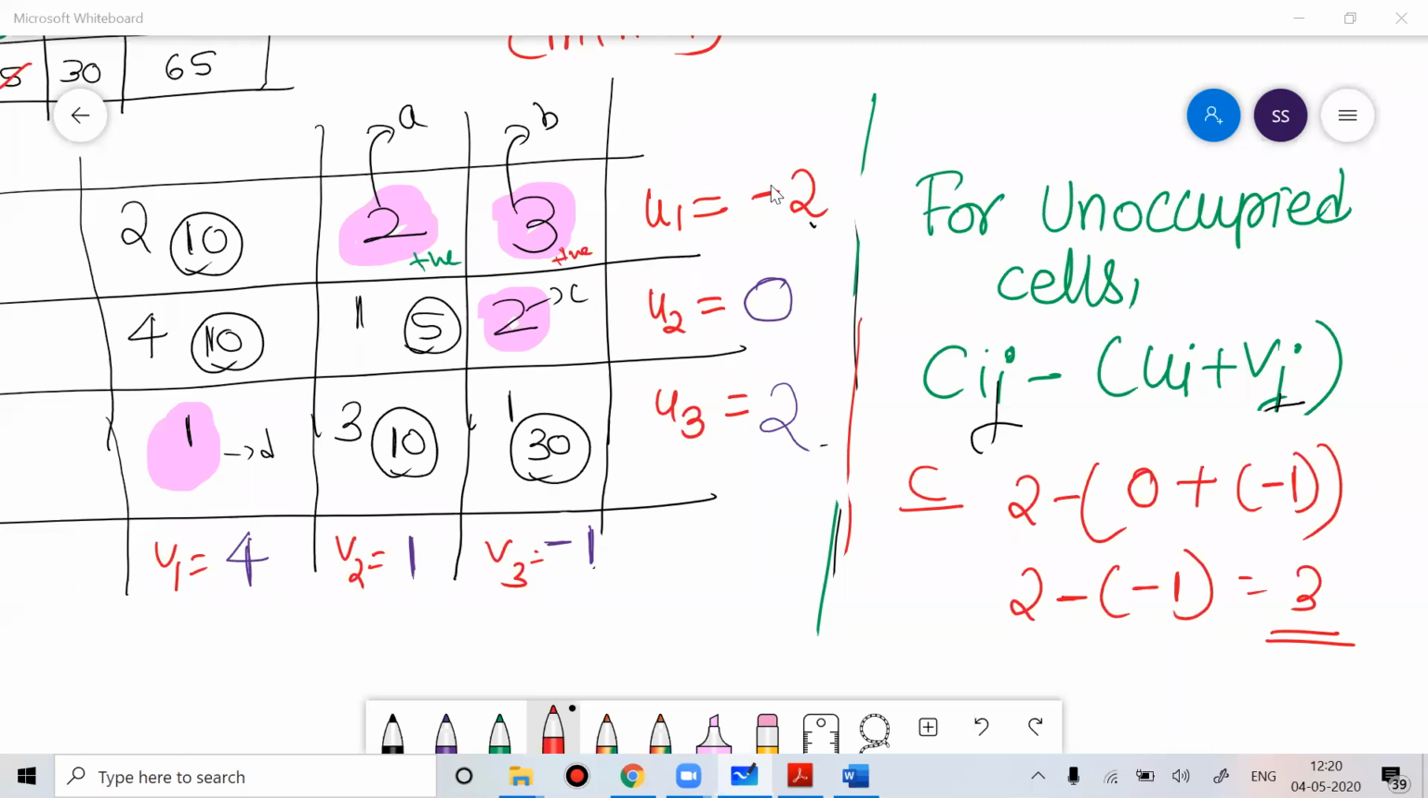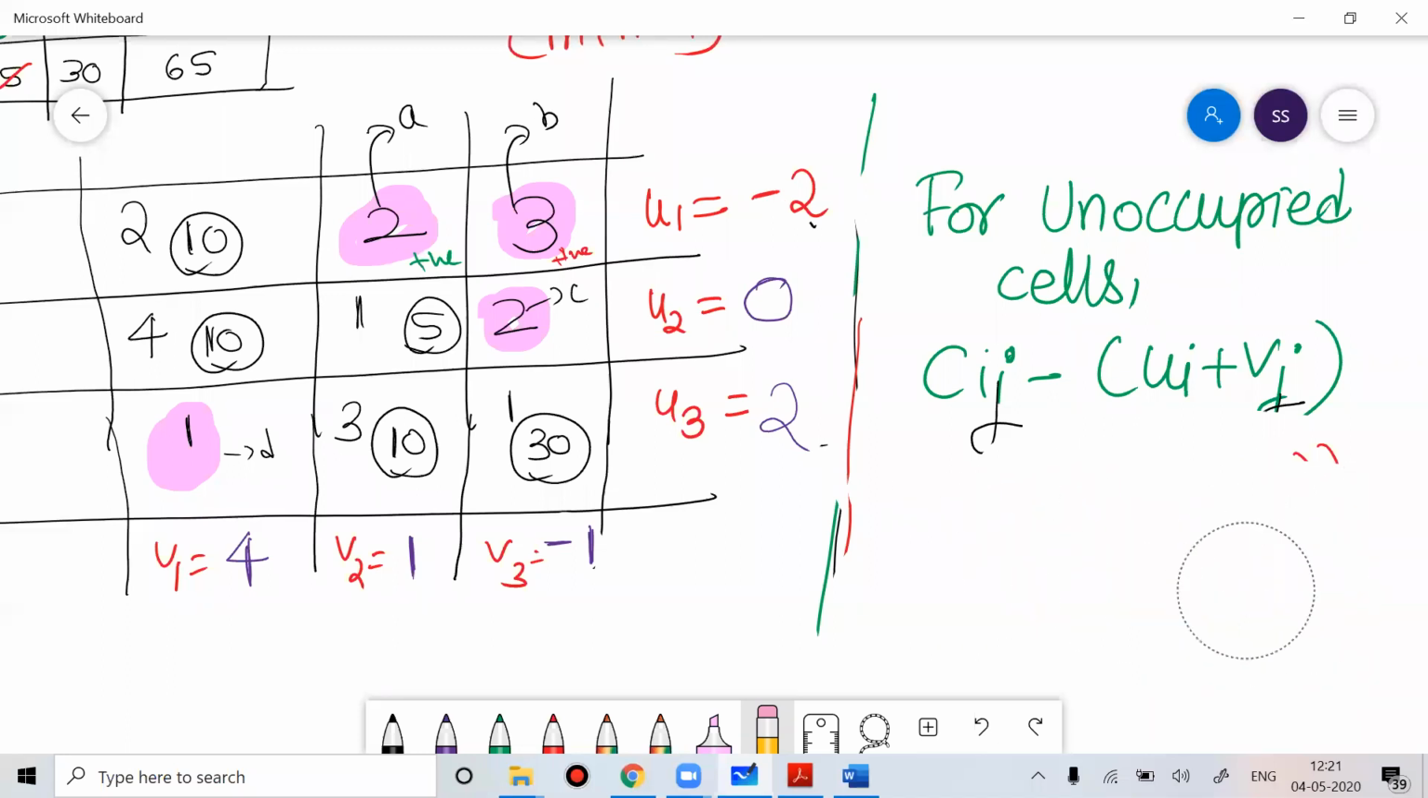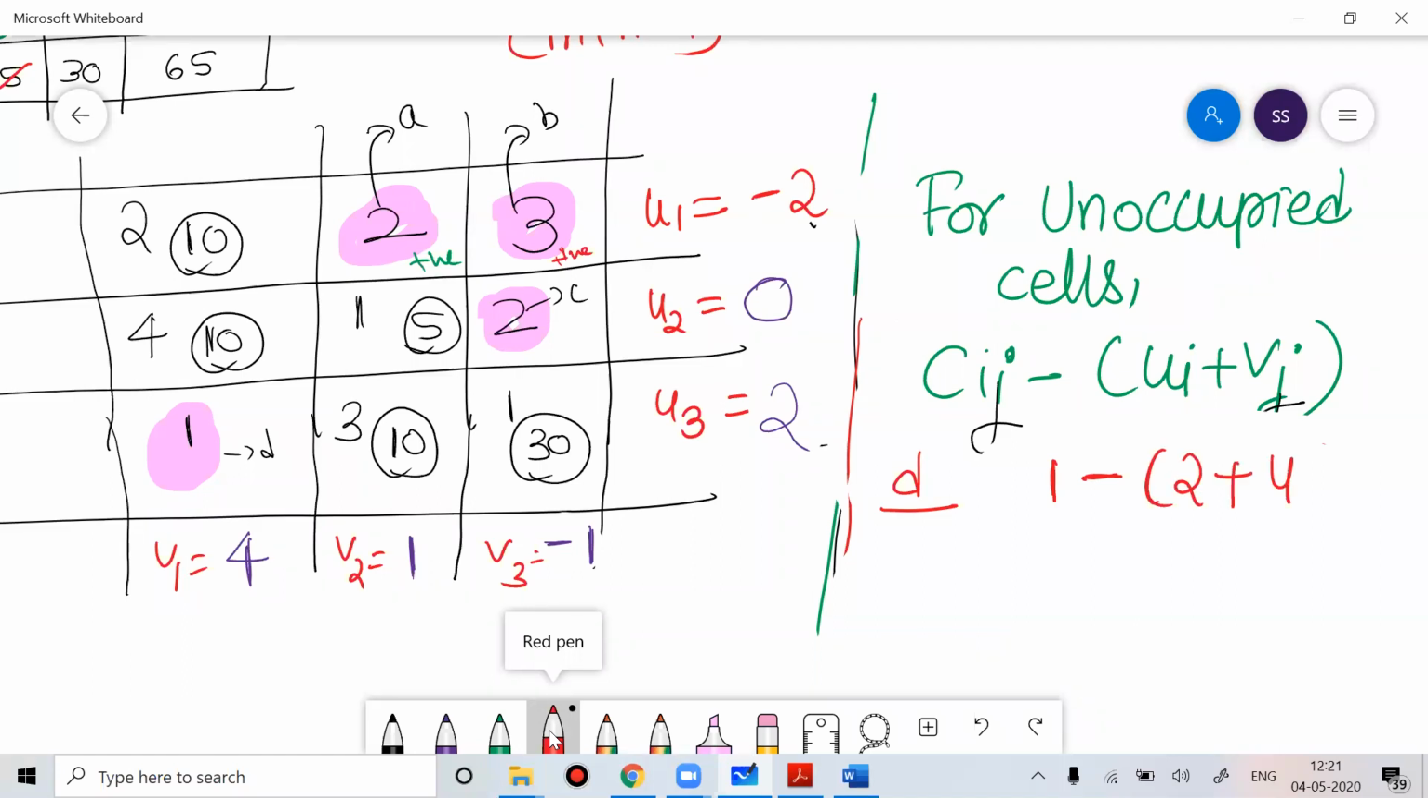Now let's find D. We found A, B, C. Now when we talk about D, the cost is 1, minus Ui which is 2, and Vj is 4. So this is 1 minus 6, D is negative. So everything is positive, only D is negative.